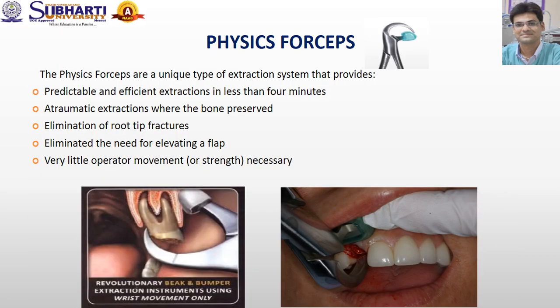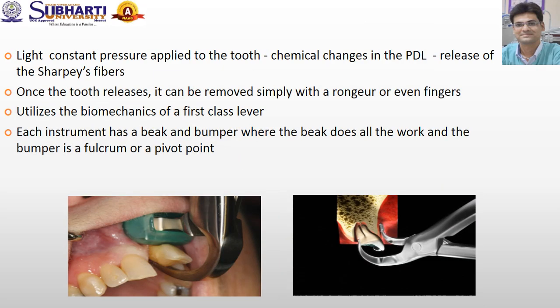Physics forceps. These forceps are a unique type of extraction system that provides predictable and efficient extraction in less than 4 minutes. They also provide atraumatic extraction without damaging the adjacent structures, and preserve the bone. They eliminate root tip fracture and the need for elevation of a flap, and very little operator movement is necessary for extraction of a tooth. Each physics forceps has a beak and a bumper.